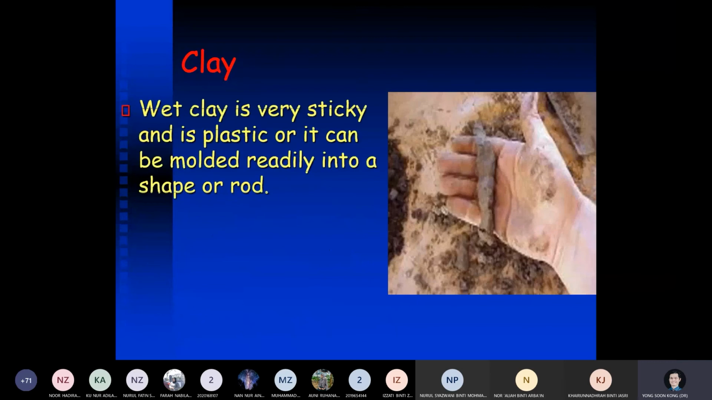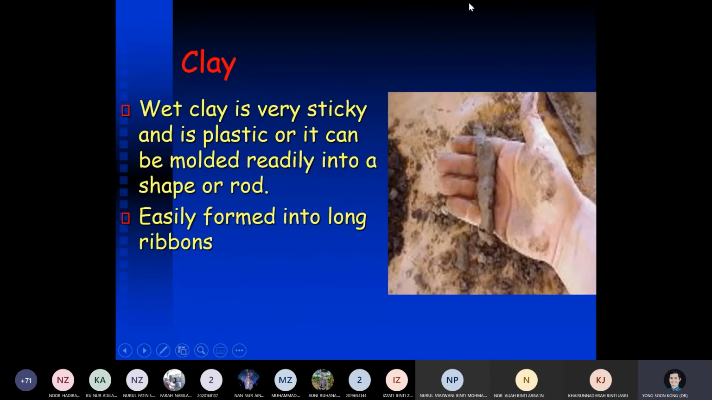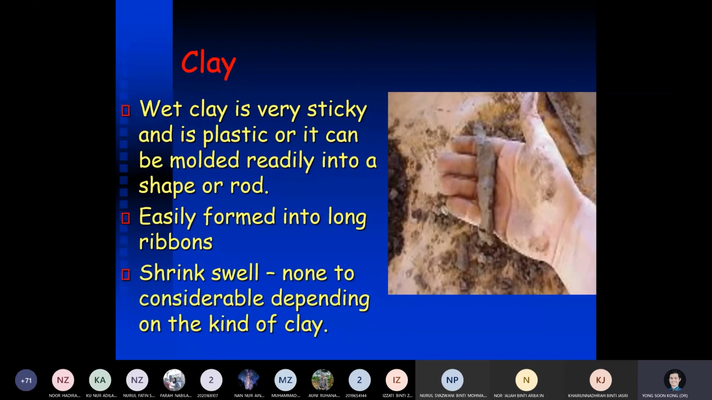So you can see this person right here trying to mold the clay. I'm sure you have played with clay before. They are very small, very sticky, and that's why it is very plastic. It can be easily molded into long ribbons, and this is how you determine soil texture. If you want to determine how much clay, the longer the ribbon can form, the more clay content it will be. But here's the trouble.